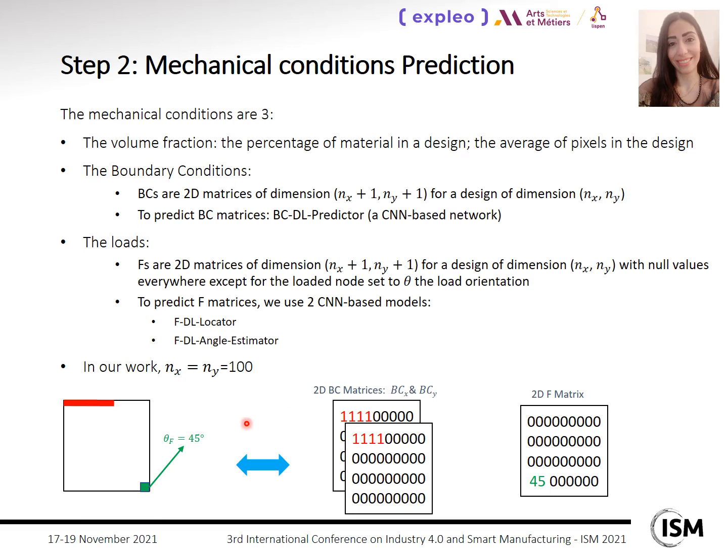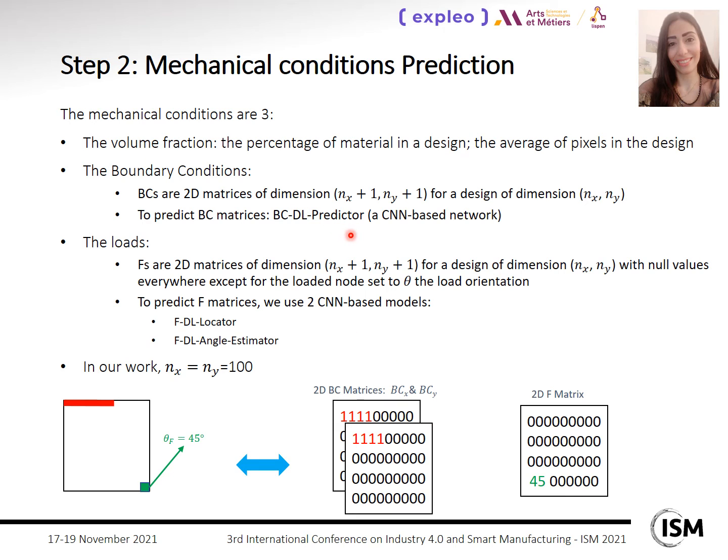Now, step 2, the mechanical conditions prediction. The mechanical conditions are 3: the volume fraction, the boundary conditions, and the loads. For the volume fraction, it's simply the average of pixels in the design, the average density. However, the boundary conditions are 2D matrices of dimension nx plus 1 and ny plus 1 for a design of dimension nx and ny, with null values everywhere except for the fixed nodes, which are set to 1. In our case, BCX and BCY are exactly similar because we have the type encastrated.